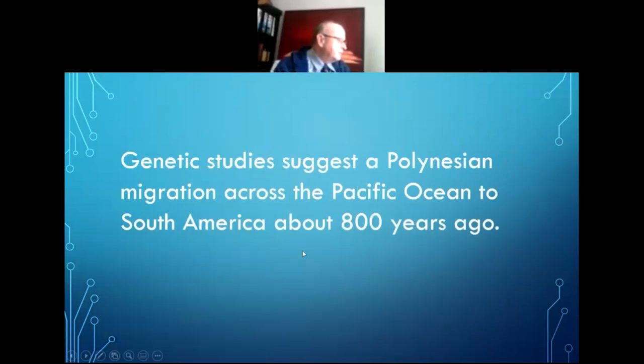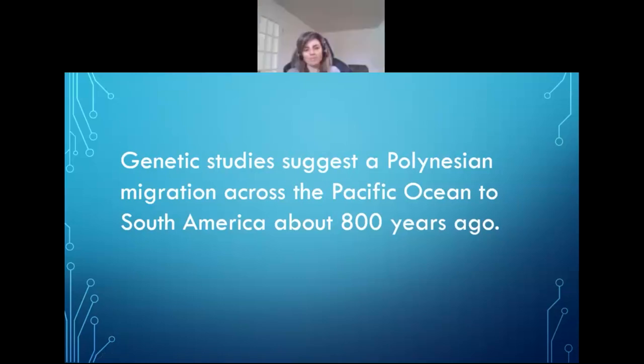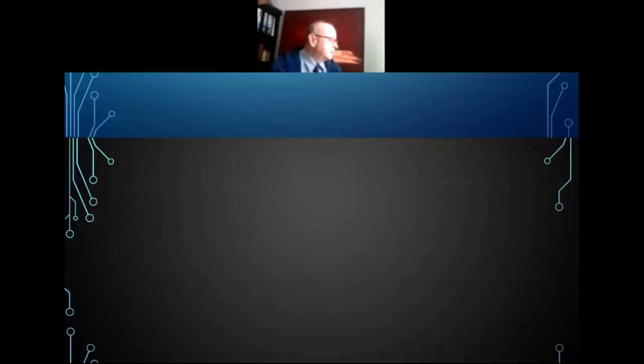Genetic studies suggest that Polynesian migration across the Pacific Ocean to South America was about 800 years ago. So 800 years ago puts it at about 1200 CE, Common Era. Well, 1200 is a few hundred years before Christopher Columbus in 1492. But the Western, European civilizations believe they found the whole world, right? But there was an awful lot of traveling going on before that.